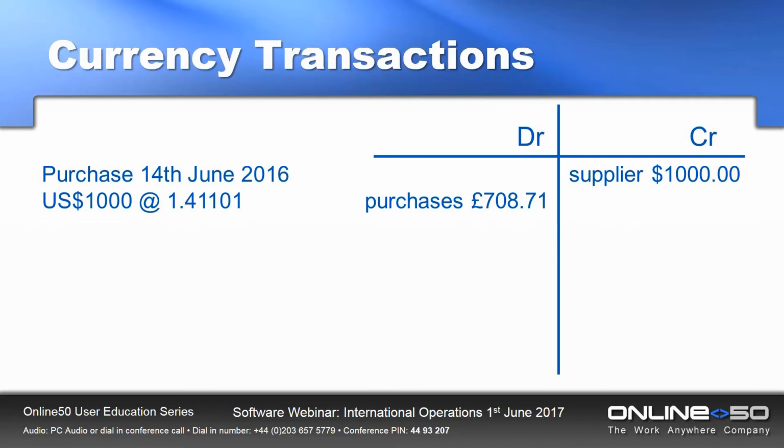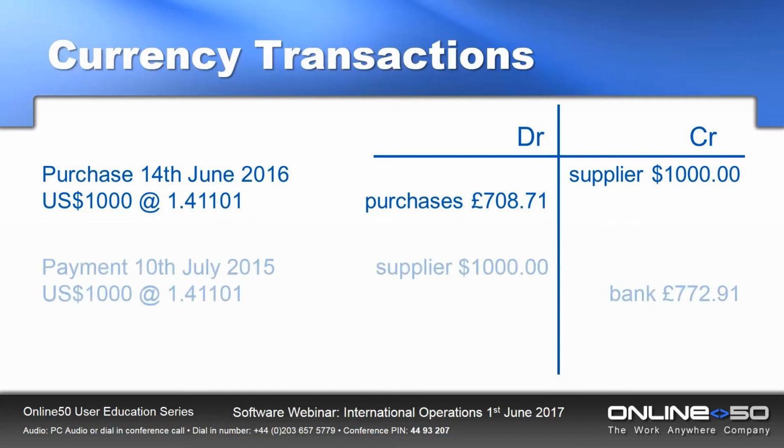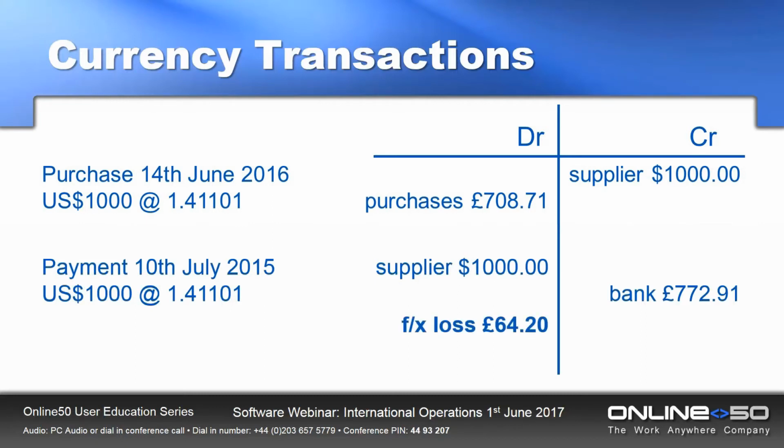Over the next few days, the rate gets better for us. This looks like happy days. We're going to end up with a bargain. But do you remember what happened a few days after that? We had the Brexit referendum, and there's a sharp fall in the exchange rate. So when we pay it on the 10th of July, the rate is 1.29381. Although I've managed to put the wrong rate on the slide. That represents a cost of £772.91. This gives us a difference of £64.20, which is an additional cost to the business, and this should be recorded as a foreign exchange loss.